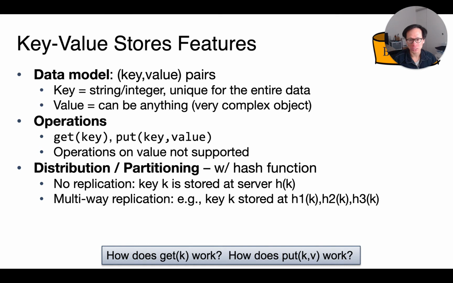Just call the hash function and go to the appropriate server in the case of a get. We don't need to worry about contacting multiple servers to retrieve data for a query, because the only thing that we can do is get on a single key. Again, no joins, no aggregates.